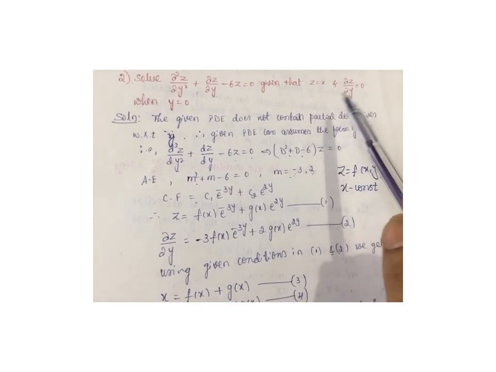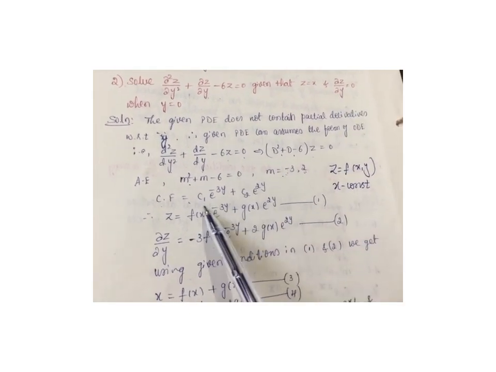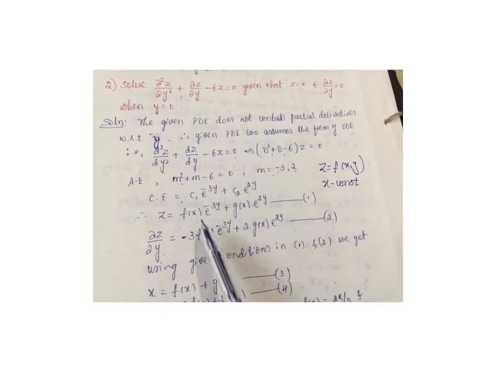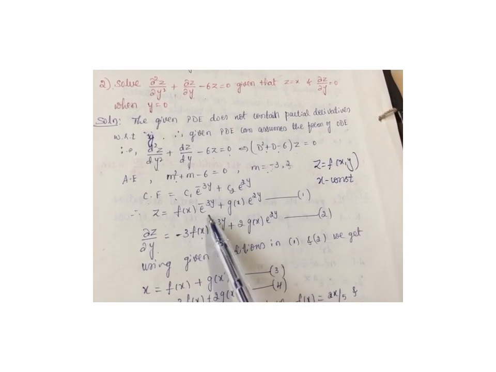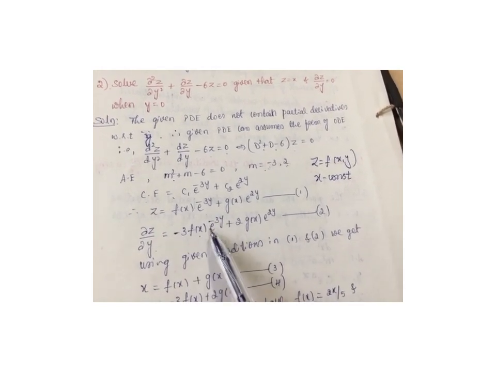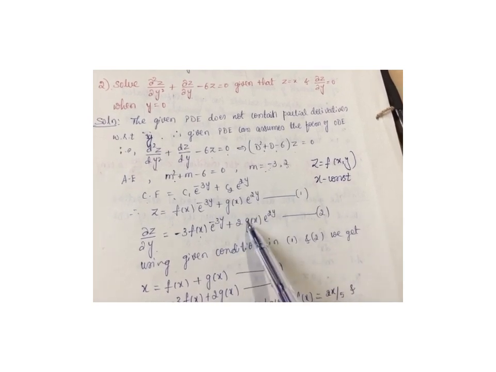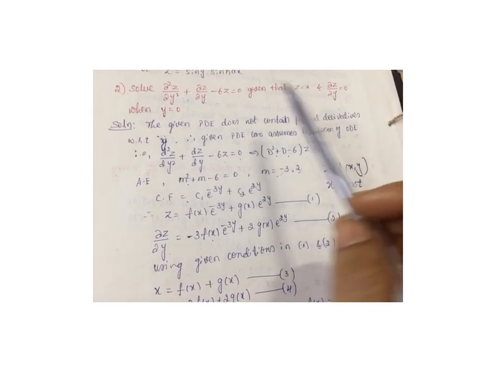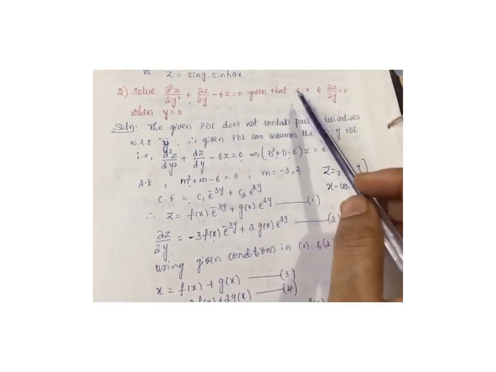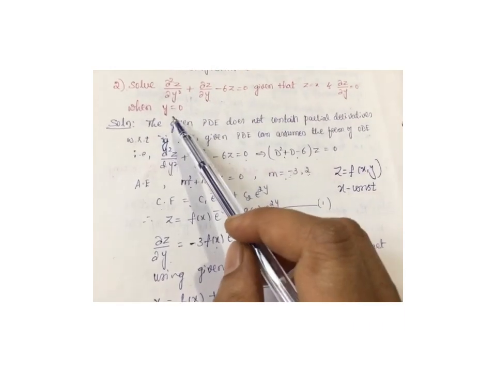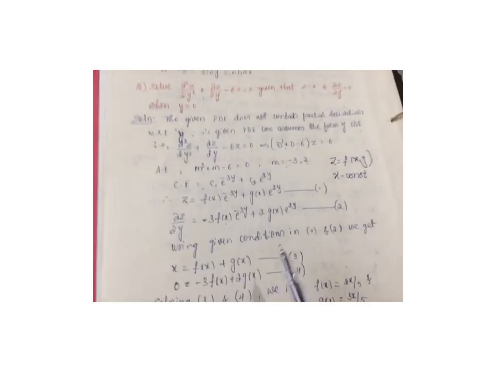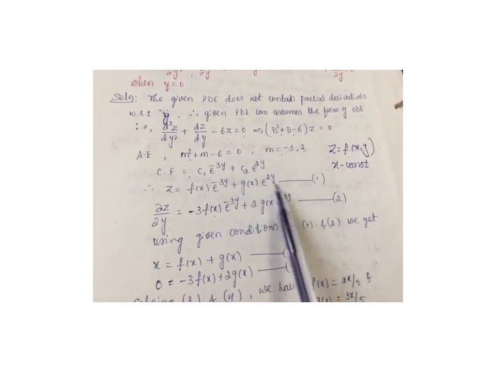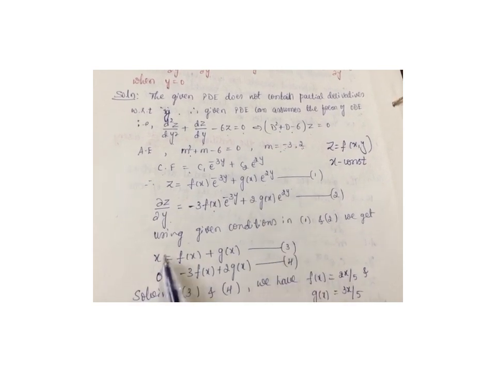Then use the condition. To use the condition, we have to differentiate this with respect to y partially, keeping the x term constant. So keeping f of x as it is, differentiation of e power minus 3y is minus 3 e power minus 3y. Keeping g of x as it is, differentiation of e power 2y is 2 e power 2y. So use the condition y is 0. Y is 0 is a common point for both conditions. Y is 0, z equal to x in 1. This gives y is 0 means e power 0, both are 1. So we get f of x plus g of x equal to x.